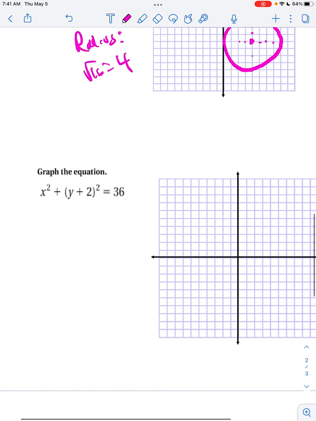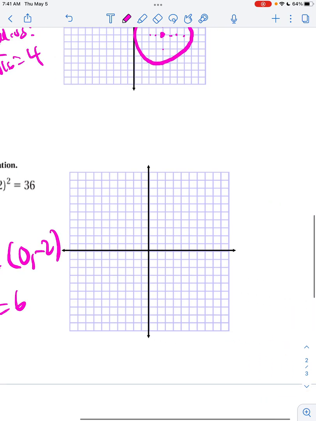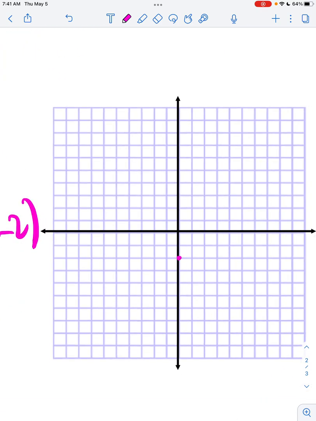One last example here. Again, notice when you have something that looks like x minus 0 squared, all that means is your x coordinate is 0. So my center is (0, -2). And then my r is the square root of 36, which is 6. So x is 0, y is -2.